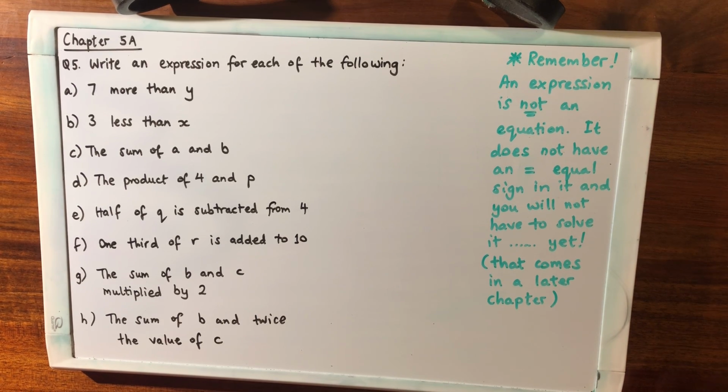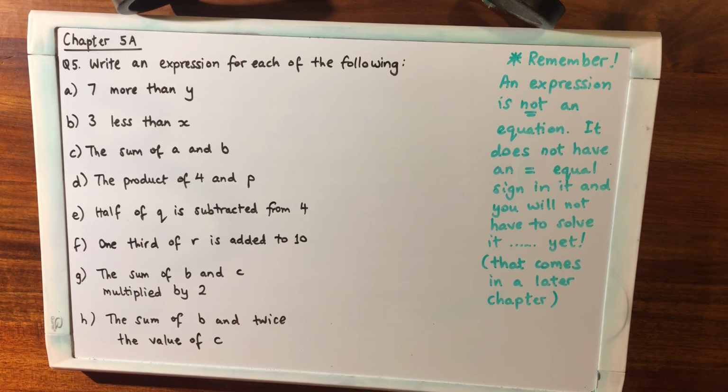Okay, let's look at chapter 5, question 5. The skill is writing an expression from a worded problem. For each of the following expressions, we'll do 8 of them today just to give you an example. Question 5a says 7 more than y. We need to write an expression for that.